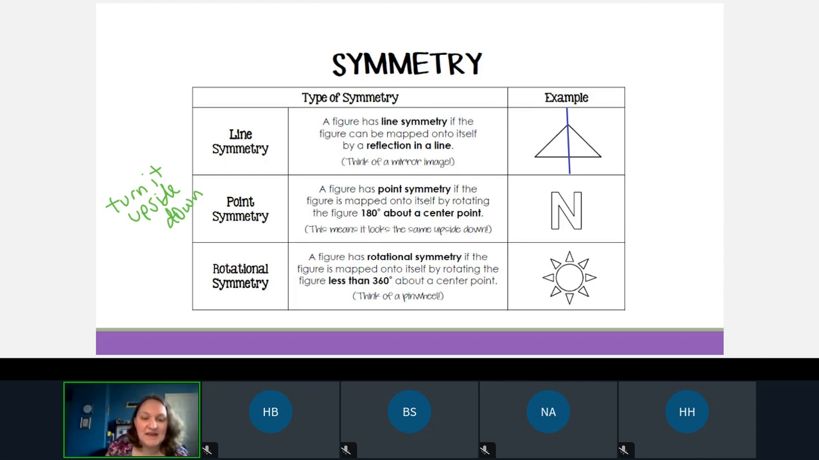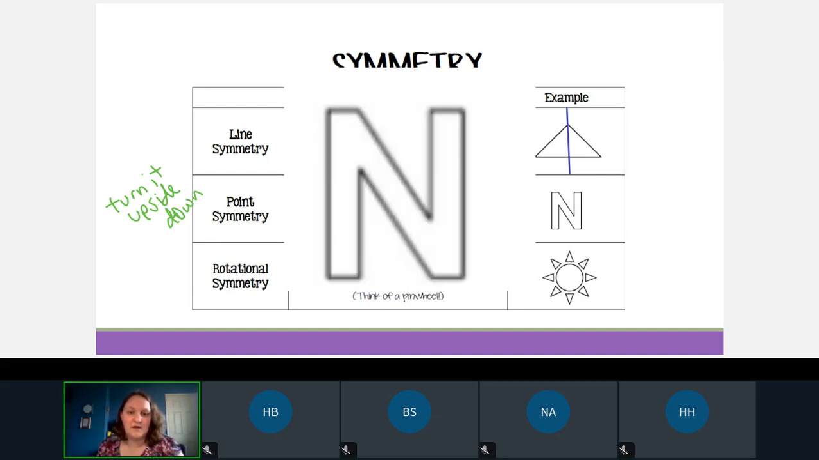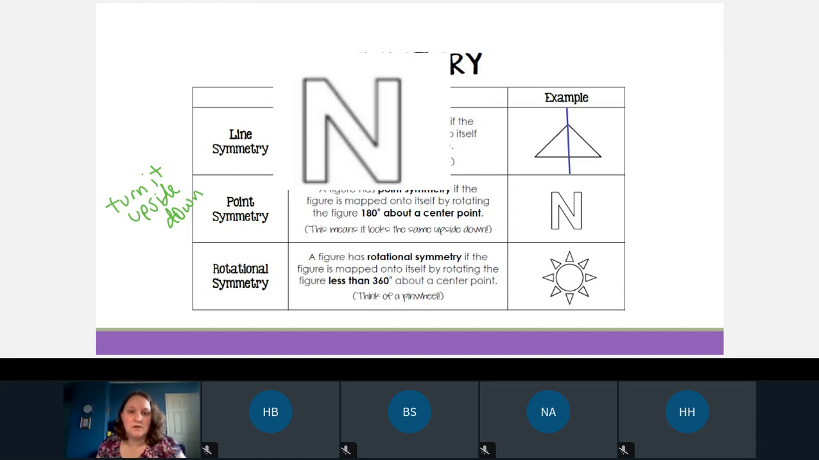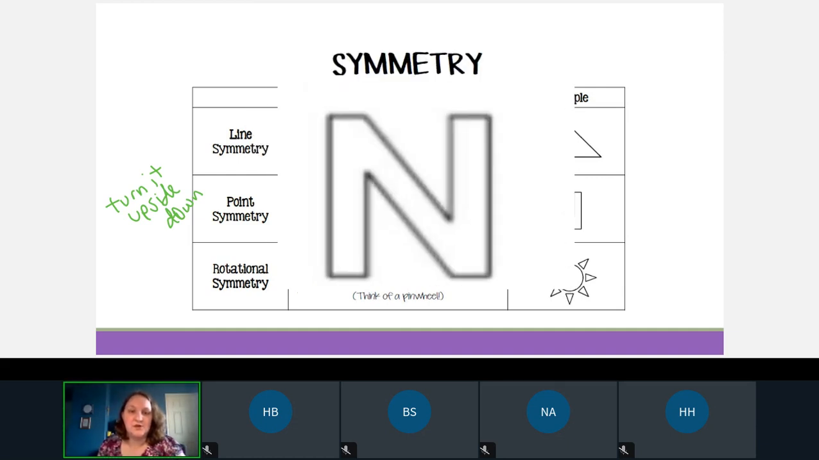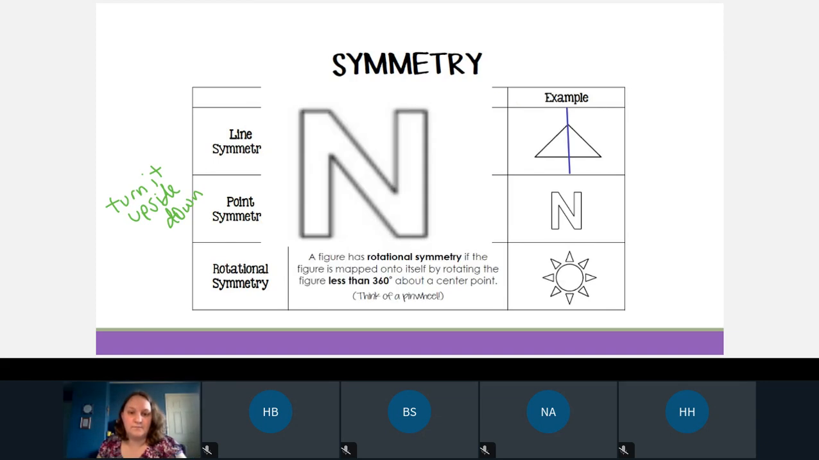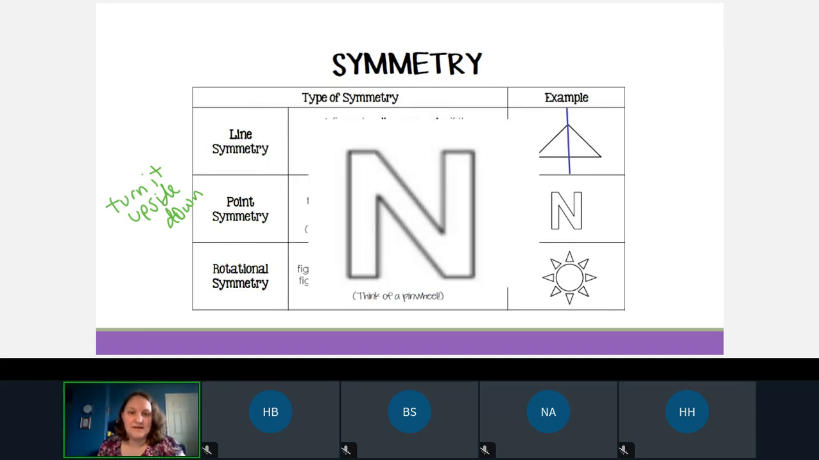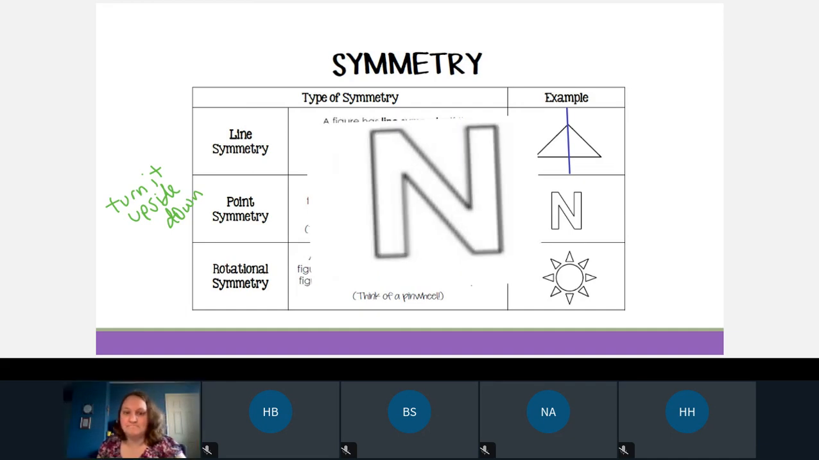So if I took this N, and now my copy paste feature works again, so let's try it. Okay, I'm going to snip my N. Copy. Whoa, that's a big N. Okay. Sure, we'll just make it ginormous. Okay, here's your N. Now, if I can turn it upside down and it looks exactly the same, then we say that it has point symmetry. Okay.